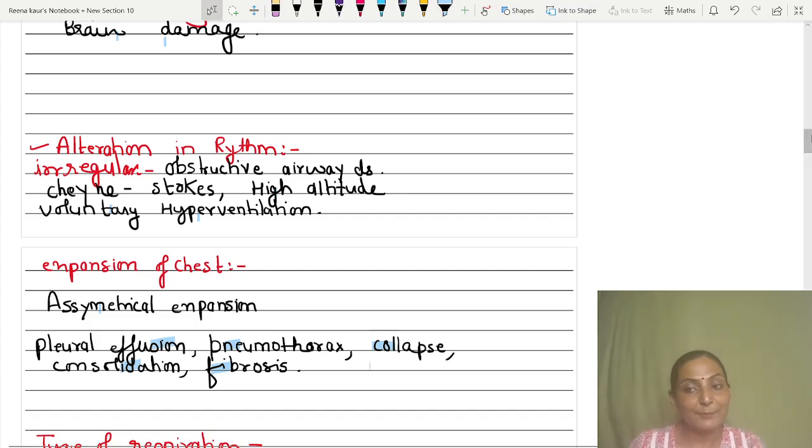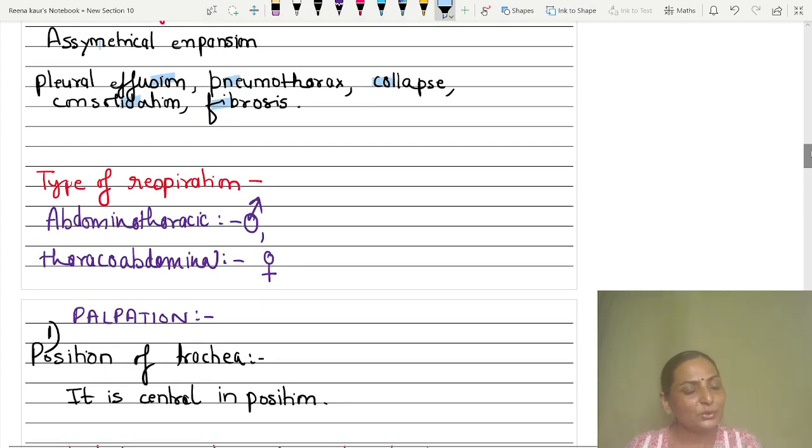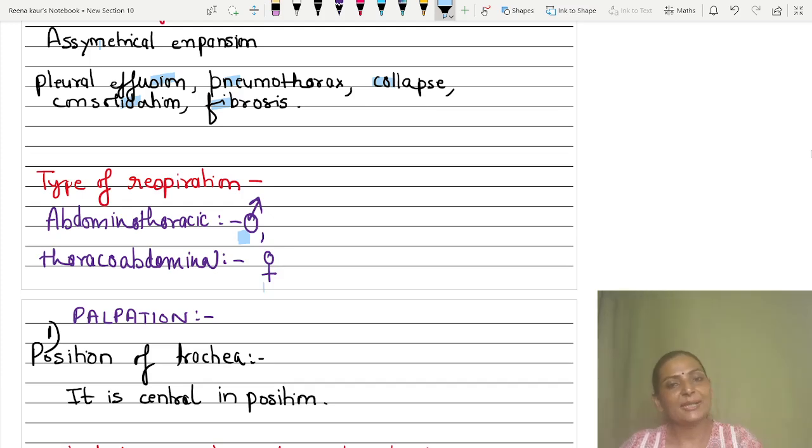Now we mentioned the type of respiration. So remember, type of respiration is abdominothoracic and thoraco-abdominal, where abdominothoracic is more common in the males, whereas thoraco-abdominal is predominantly in the females. After inspection, the second question is palpation. You may get any one thing in palpation. For example, palpate the position of trachea. So once you palpate the position of trachea, what should be your answer?